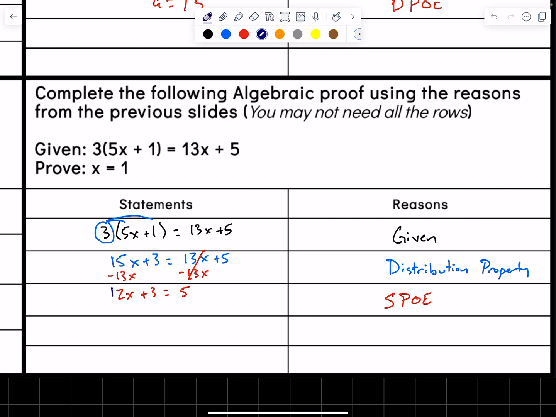Now I want to get x by itself, so I have to isolate. I have to subtract 3. So that's, again, the subtraction. Doing it to both sides, postulate of equality. We end up with 2x equaling 2. And then to get x by itself, I need to divide both sides by 2, which means I'm going to use the division postulate of equality to end up with 2 divided by 2 is 1. So I have gone ahead and proven that x equals 1 after my given statement.